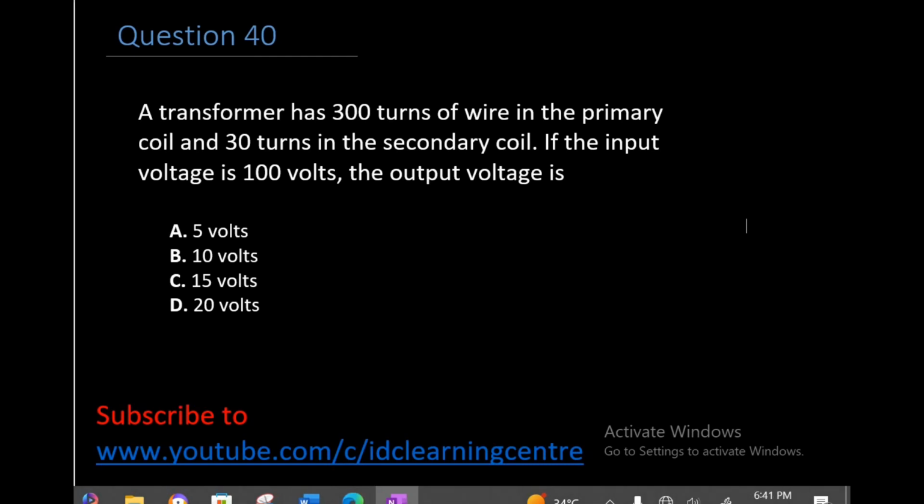Okay, so we have the question 40 here. A transformer has 300 turns of wire in the primary coil and 30 turns in the secondary coil. If the input voltage is 100 volts, the output voltage is dash. Okay, so let's get the data given in this question. Right, so we have the primary turns, let's label it NP, is giving us 300. Then we have the secondary turns, NS, is giving us 30.